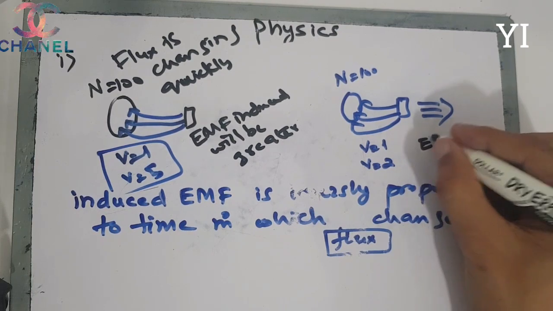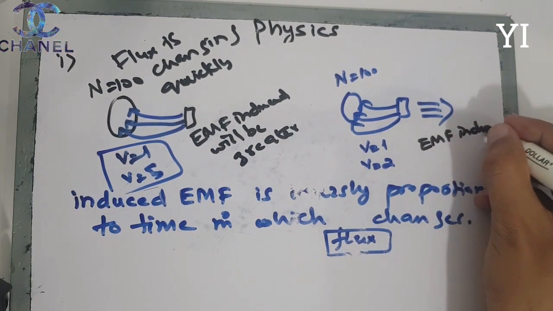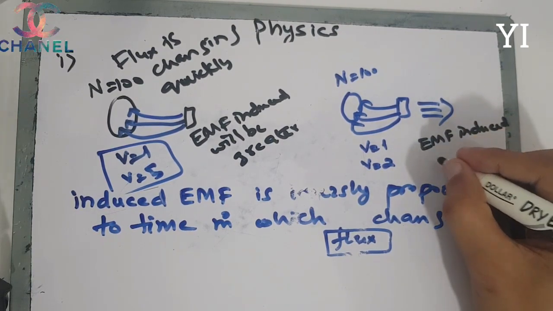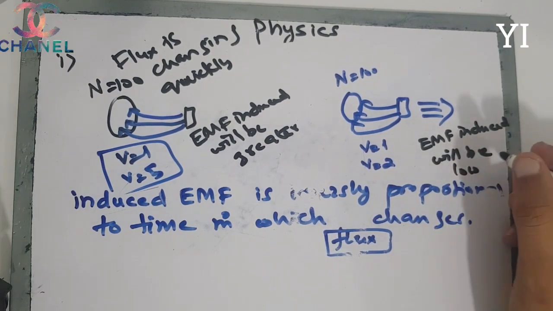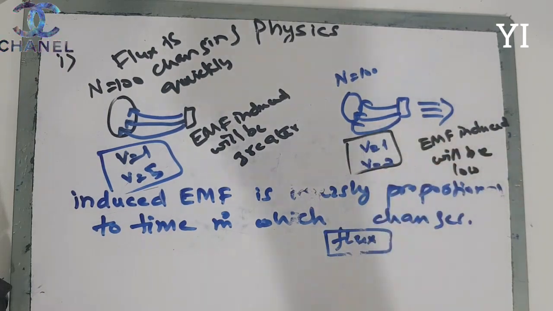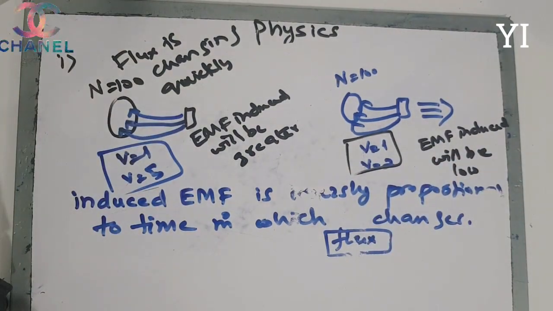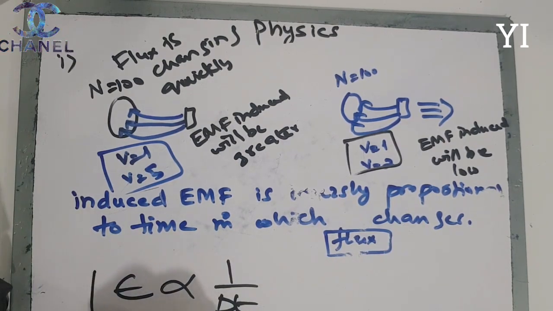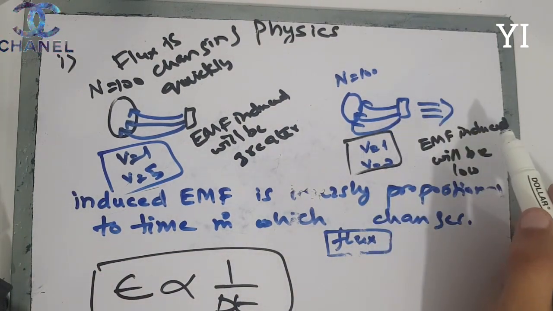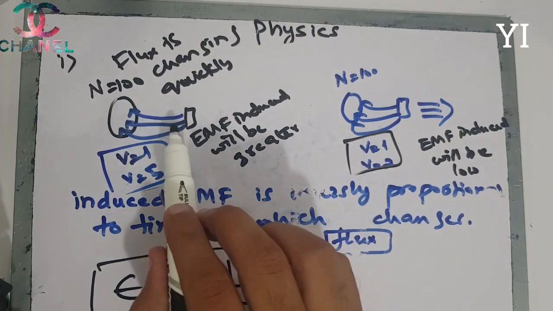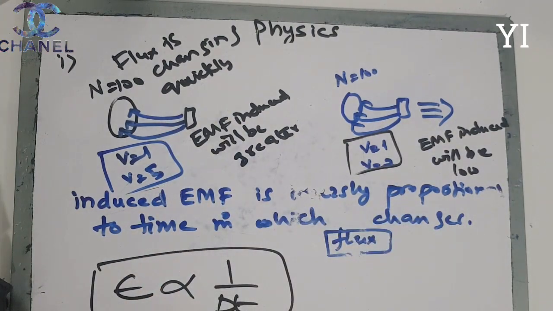So here EMF induced will be low, as I told you here. So we'll write its mathematical equation that this E is inversely proportional to change in time. That is, the more slowly we move it away, the less EMF will be induced, and the more quickly we move it away from its coil, the more EMF will be induced.